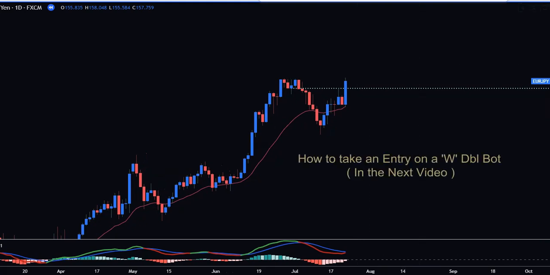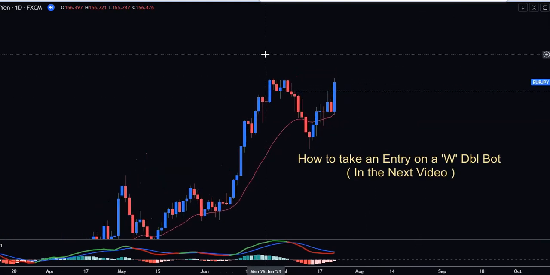Now let me explain how to take an entry on the double bottom as well, so you'll also have the other side of the story.